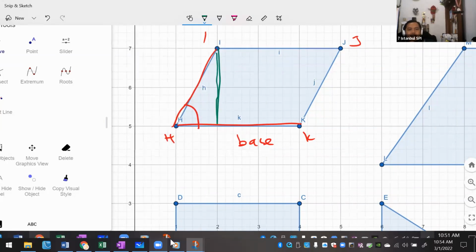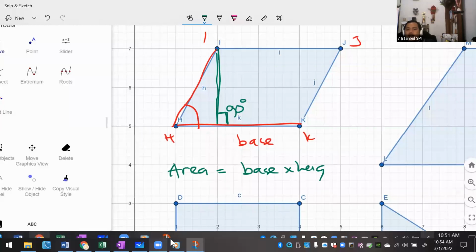Nah, kenapa pilihnya yang ini? Because if you take HK as the base, this is going to be the height because it makes a 90-degree angle. Gitu ya. Okay, so let's go back to the concept again. So we take that the area is basically just the base times the height, right? The base and the height. Okay, now what is the base and what is the height?